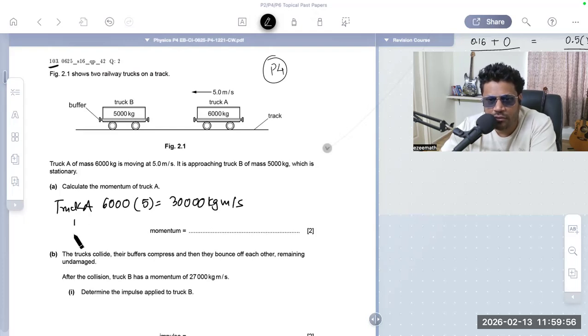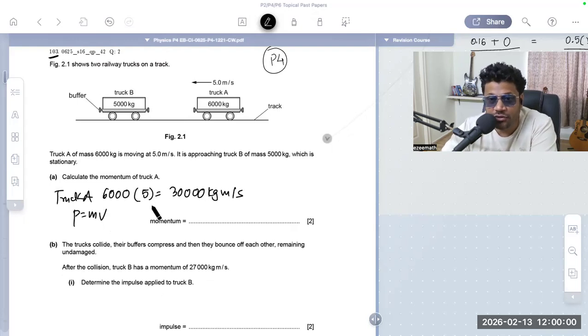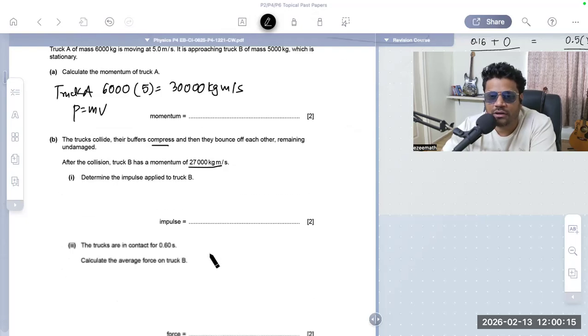You can go write down the formula also, just to be safe in case you go wrong with the calculation. The trucks collide, their buffers compress, and then they bounce off each other, remaining undamaged. After the collision, truck B has a momentum of 27,000. Determine the impulse applied to the truck.